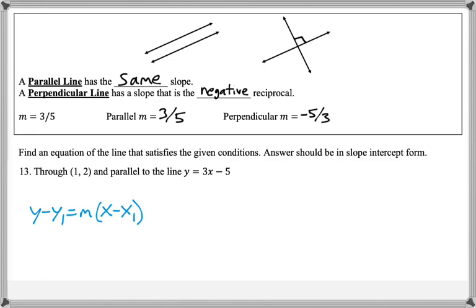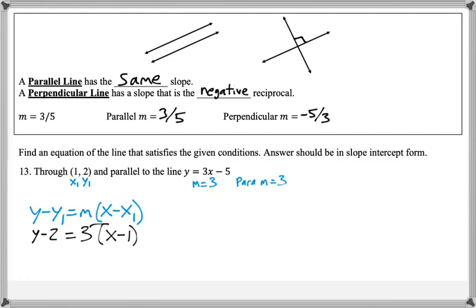So my x1 is 1, my y1 is 2, and then I know that my line is parallel to this line. So this line has a slope of 3, which means the parallel slope is also 3. So my point-slope form is going to be y minus 2 is equal to 3 times x minus 1.